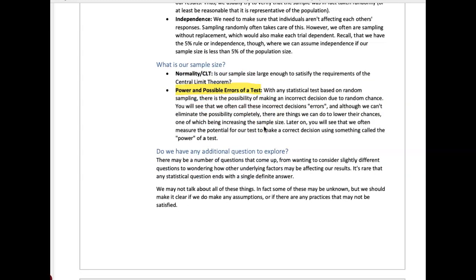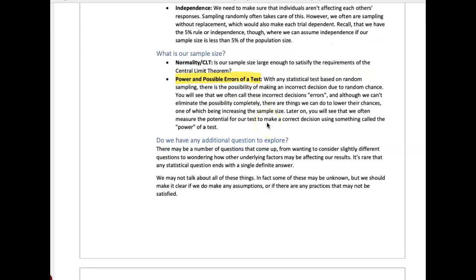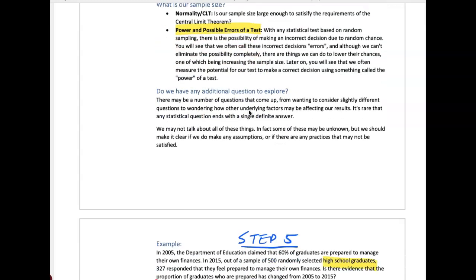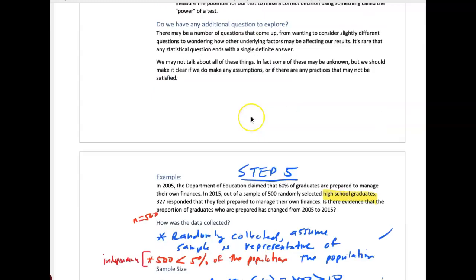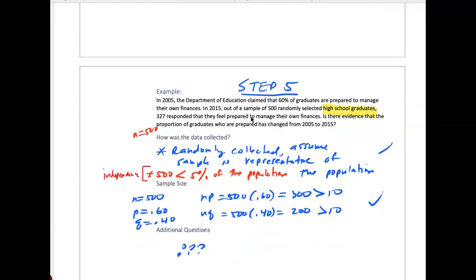And then for hypothesis tests, we add what I highlight here, which is called power and possible errors for a test. We're going to focus on what we call type 1 and type 2 errors. This is unique to hypothesis testing. When we make a decision, what are the types of errors that potentially could be emerging from our decisions? And that's our step 5.